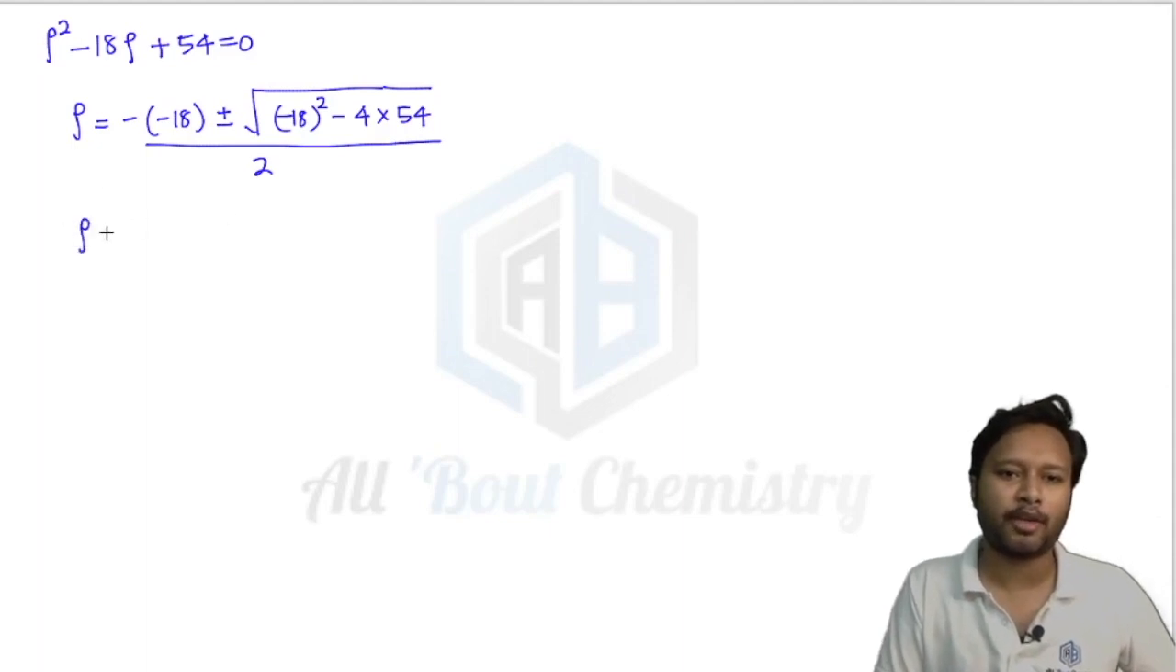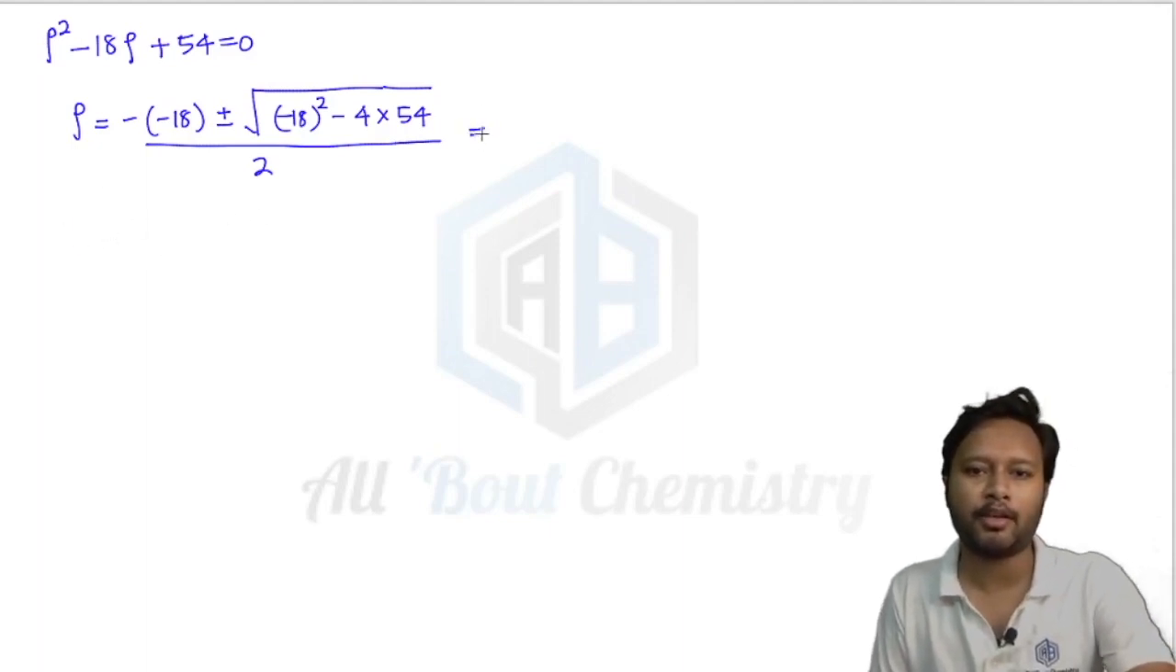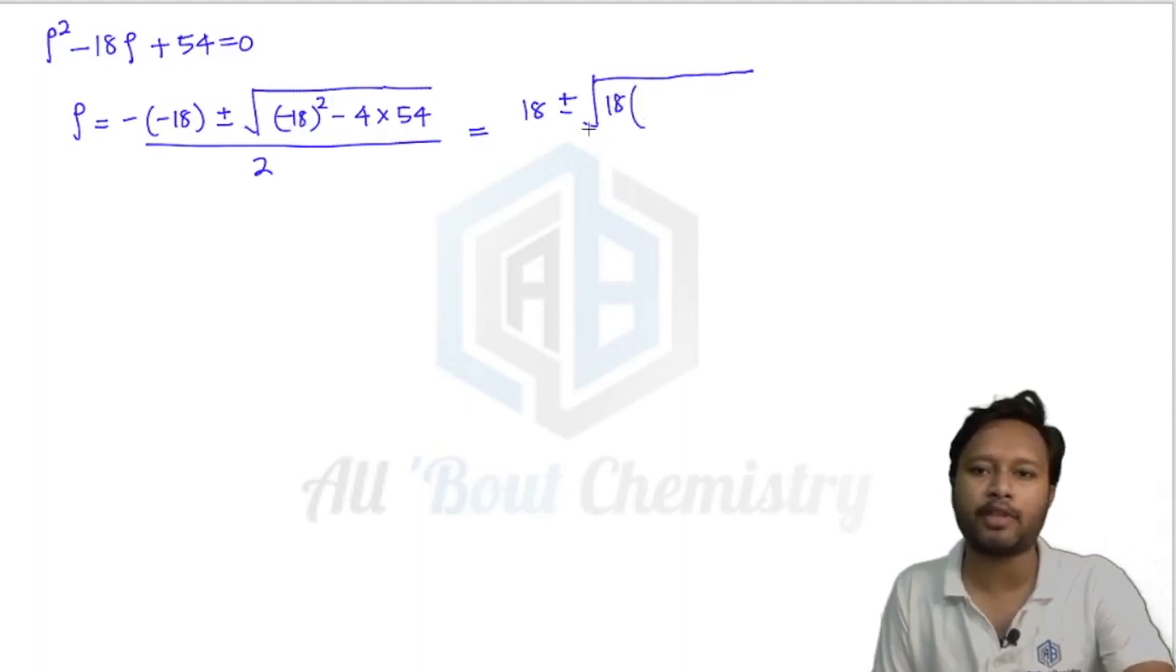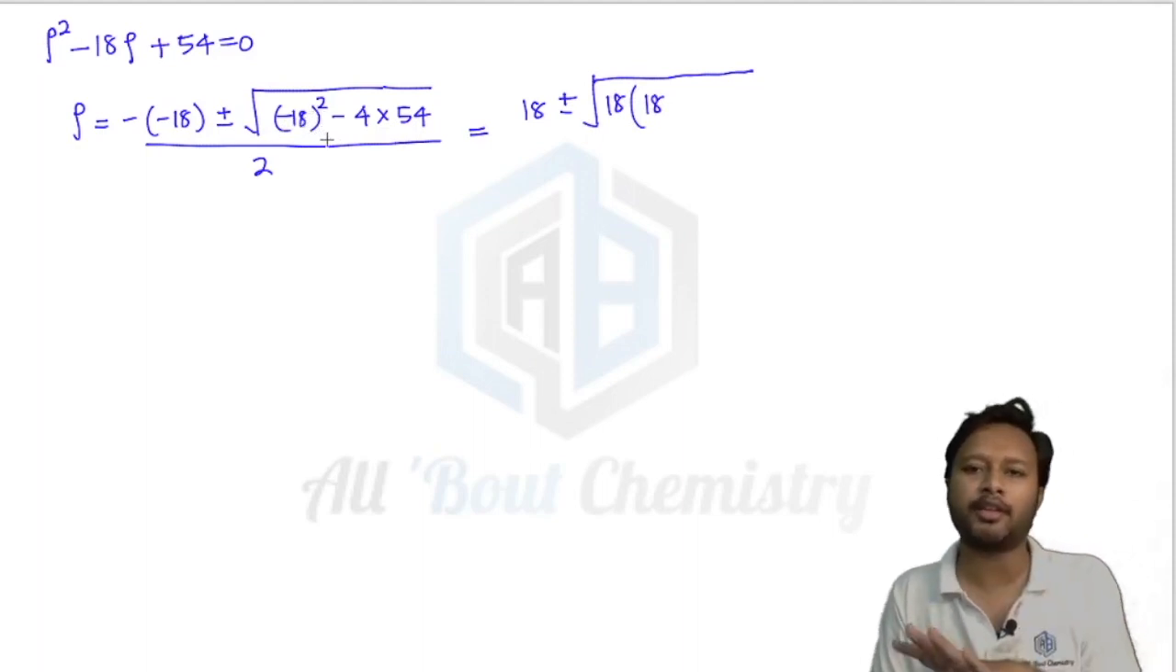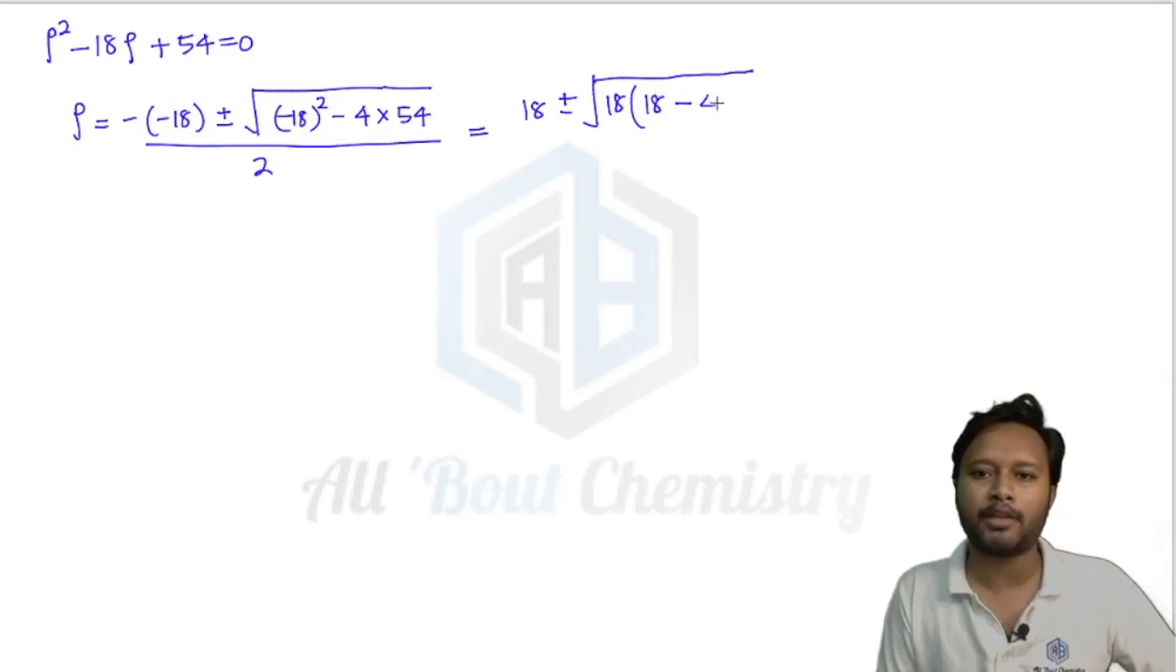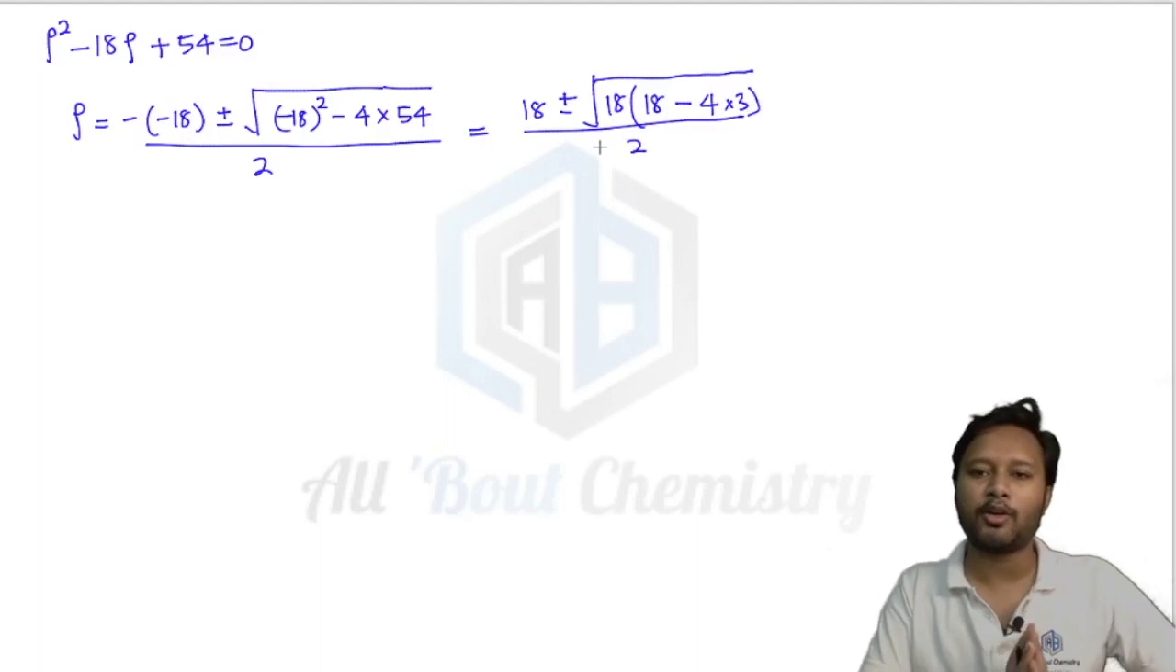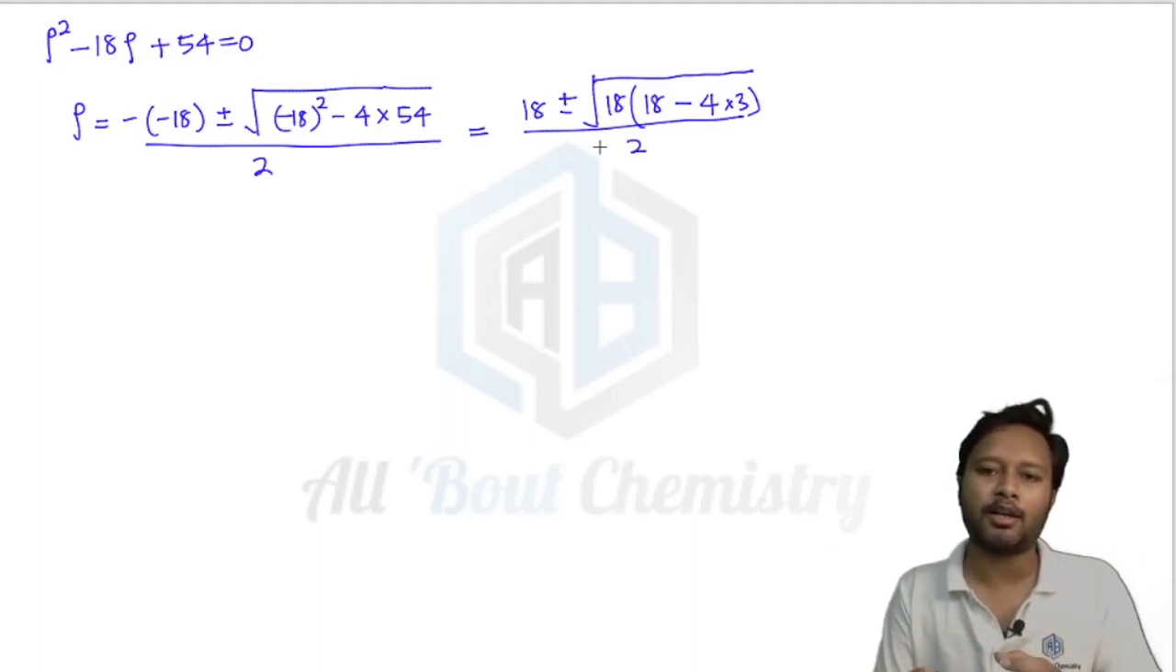So in the next step I'll play a little smartly over here. You know that this minus and minus will become plus, so it will become 18. Then you have plus minus under root. Now here I can take 18 common, right. Since I have taken 18 outside, I'll have 18 left inside, because it was 18 square. Minus 4, and since 18 is a factor of 54, 3 times 18 is 54, I can just write 4 multiplied by 3, divided by 2. Okay, so I have just tried to simplify the equation.